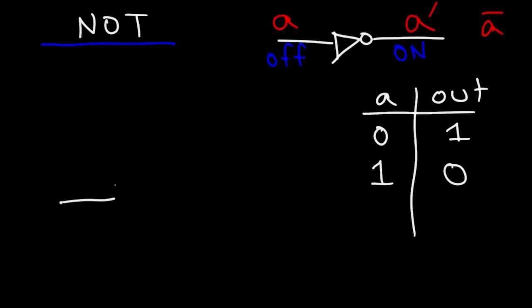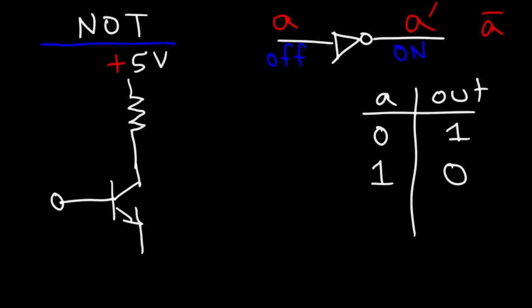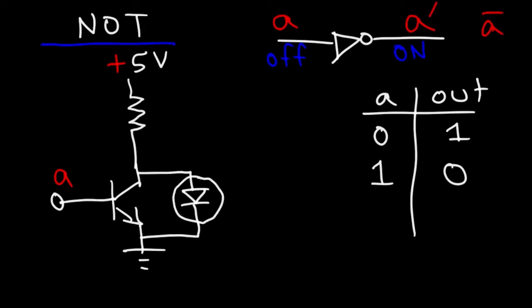The circuit is going to be very similar to what we drew before, but there's going to be one key difference, and that is the location of the LED. So here is our voltage source, and on the left we have our input A. The emitter is attached to the ground, but the LED will be connected across the collector of the transistor and the emitter. So once again, this will be our output.